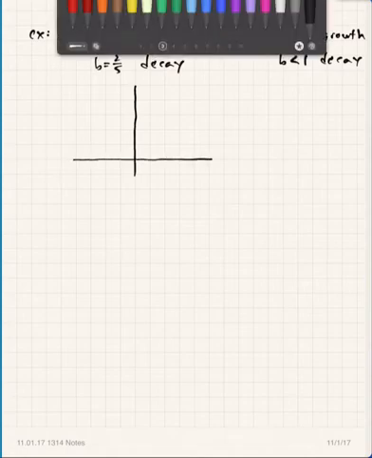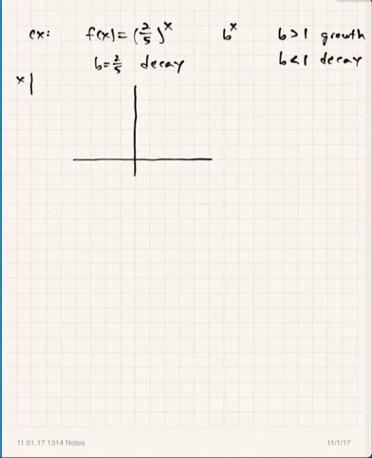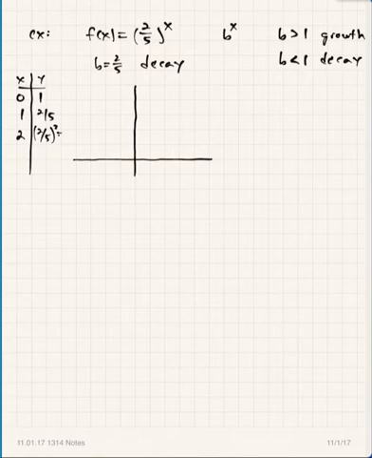So if we make a table of values off to the side, when x is 0, y is 1. When x is 1, y is 2/5. It's just the base. When x is 2, you get (2/5) squared, which is 4 over 25. It's getting to be a smaller number. When x is -1, you have (2/5) to the -1, which is 5/2. That's getting bigger. And so that's probably enough points to give us a really good idea that we sure have a decay curve here, like we thought at the beginning.